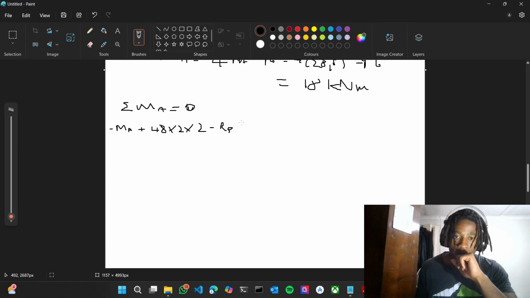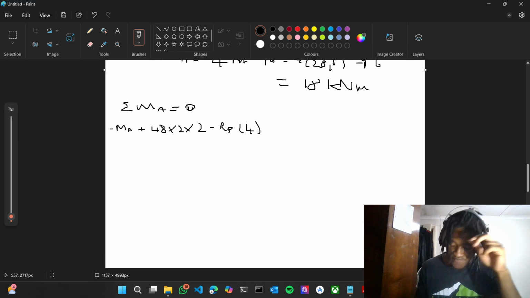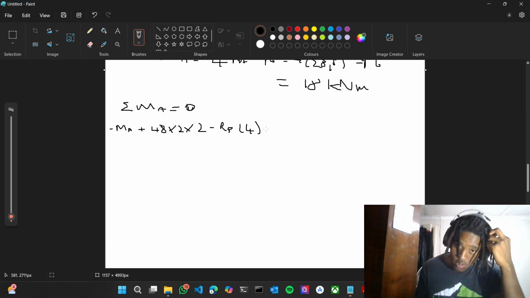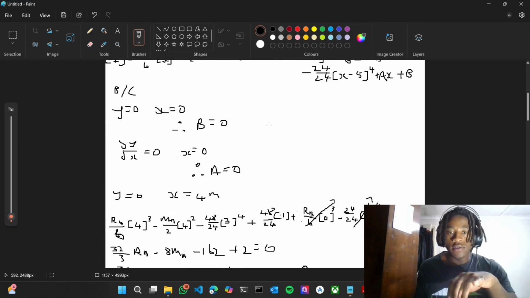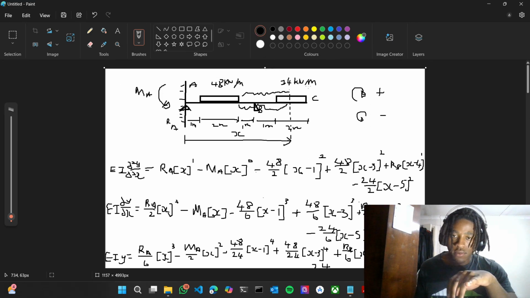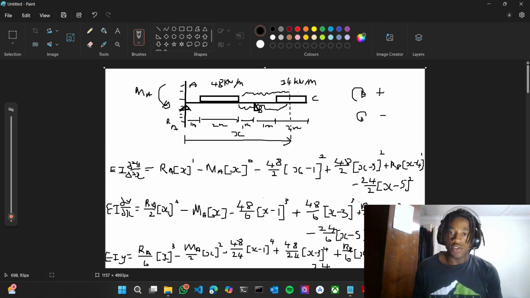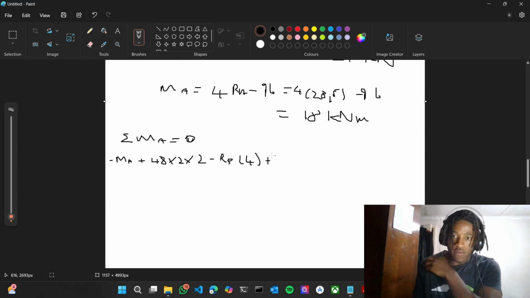RB multiplied by 4. And so the only thing we have left is this 24 kilonewton per meter UDL, and it acts at 1, 3, 4, 5 halfway there, and that is 6 meters from A. So 24 multiplied by its length multiplied by its distance from the reference, that must equal 0.